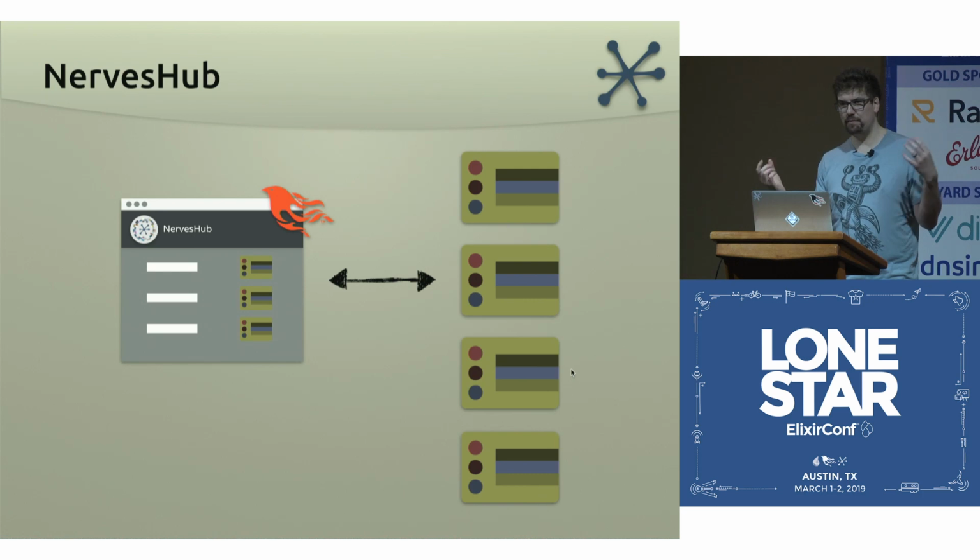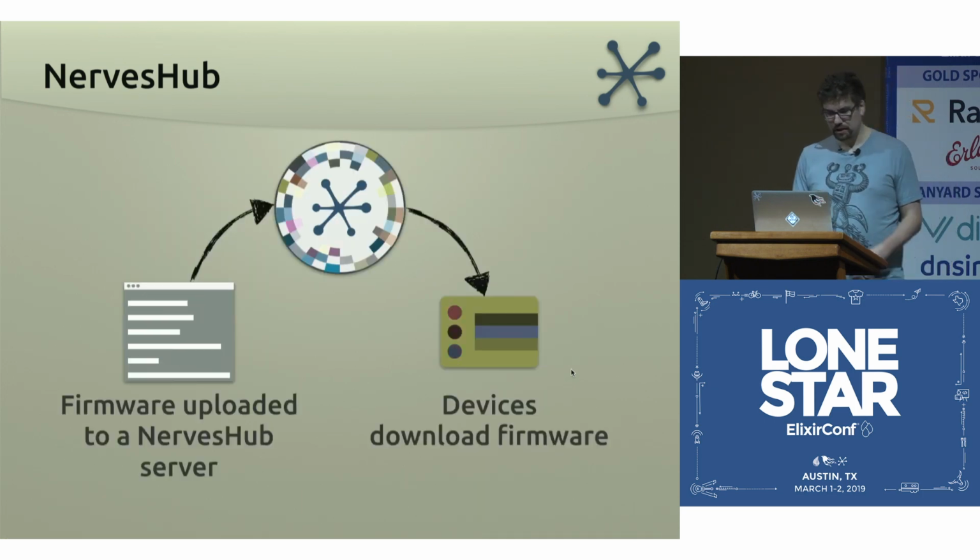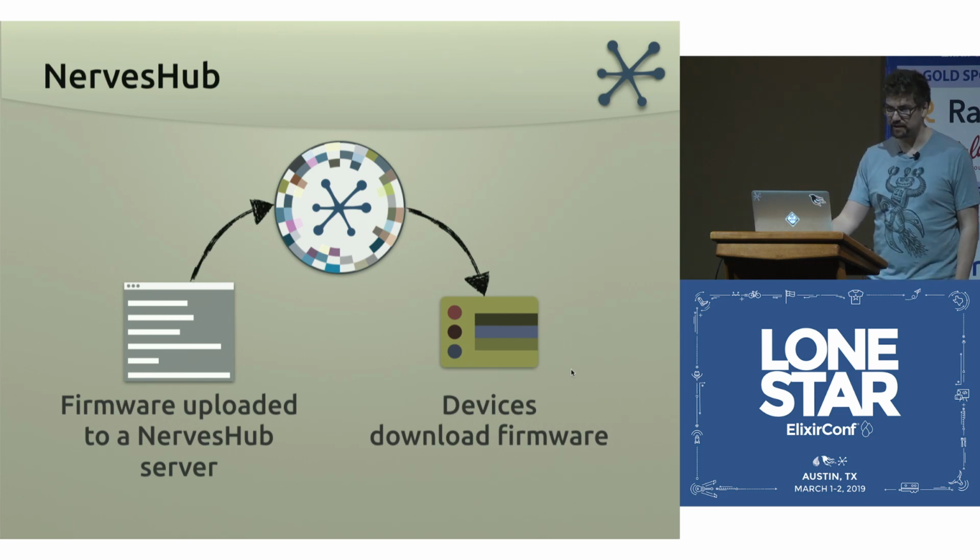And then with NervesHub, similar to pushing a package to Hex, you push your firmware to NervesHub, and you can just deploy it out to individual devices or groups of devices at once. So in a nutshell, you take your firmware, you upload it to NervesHub, and it gets downloaded to your devices.